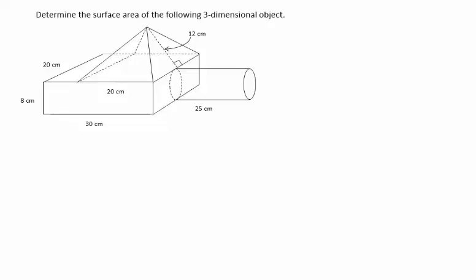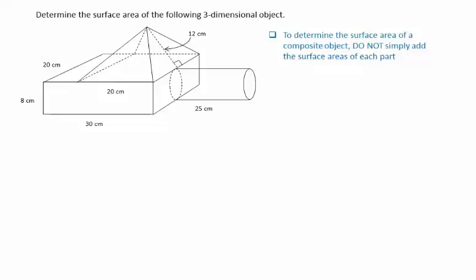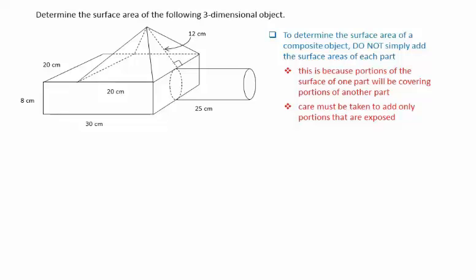Determine the surface area of the following three-dimensional object. To determine the surface area of a composite object, do not simply add the surface areas of each part. This is because portions of the surface of one part could be covering portions of another part. We must always take extra care to only add the portions that are exposed.